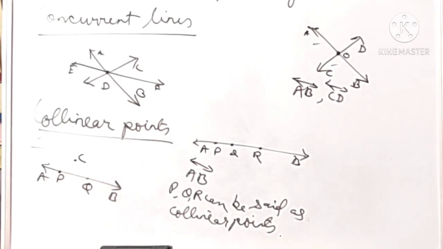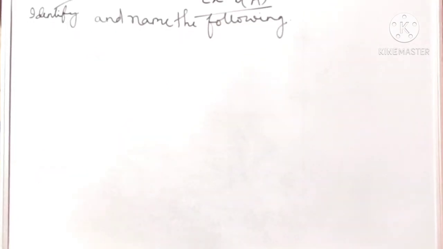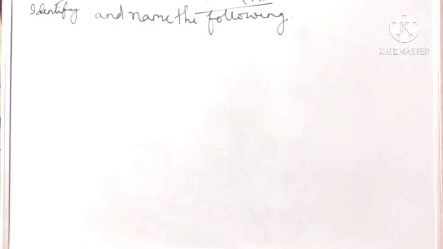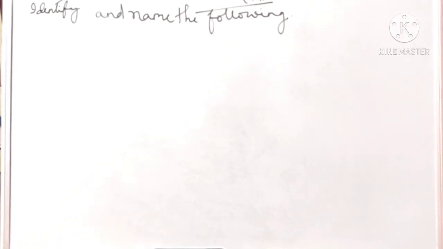Now we are going to start exercise 6A, where you will see the first question: identify and name the following. So you can see many figures out there. In those figures I have explained which ones are ray, line, and line segments. You have to go through them and say by yourself whether these are lines, segments, rays or not. Okay, so I am giving some of them.